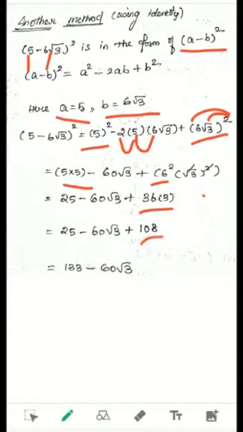Now you have to add this 108 and 25. We will arrive at the answer 133 minus 60 root 3. Is it clear? So this is the another method to get the answer for the same problem. Instead of multiplying the two, you can apply this identity to solve the problem. Compared to the previous method, this is also a very easy one to find the answer. Okay, and now I just move on to the next one.